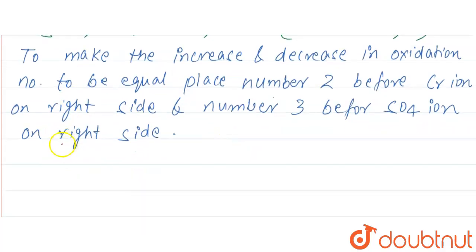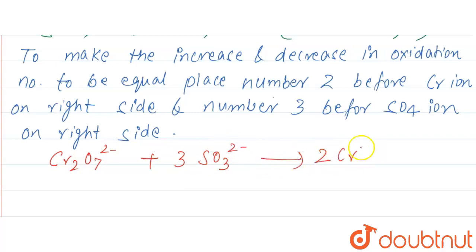The equation will change like this: Cr2O7 2- plus 3SO3 2- gives 2Cr3+ plus 3SO4 2-. All the states are aqueous.